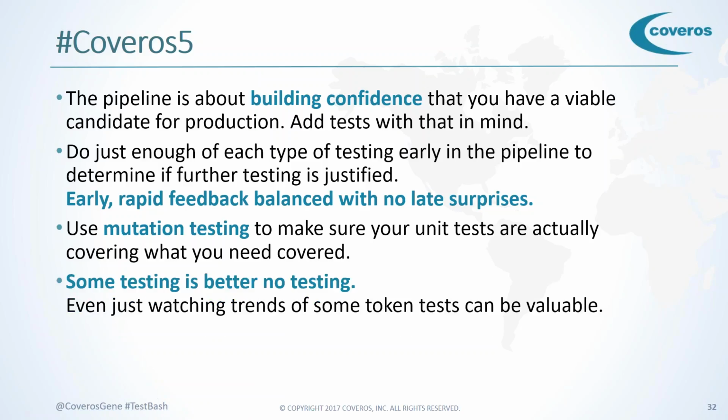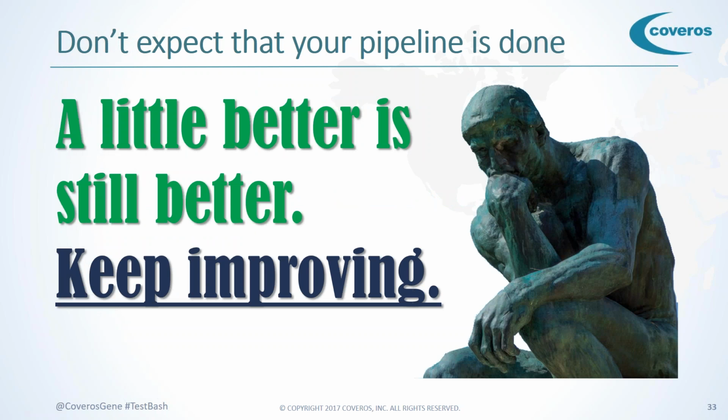Some testing is better than no testing. I mentioned doing some of that JMeter testing early on, right? Just watching those trends, doing a quick test just to see, hey, are things generally getting faster or slower, or doing a quick security scan to see, hey, are things basically looking pretty good? I don't have any major obvious holes that are going to stop my full-blown security test at the end when they get started. Watching those trends, watching those early token tests can be really valuable.